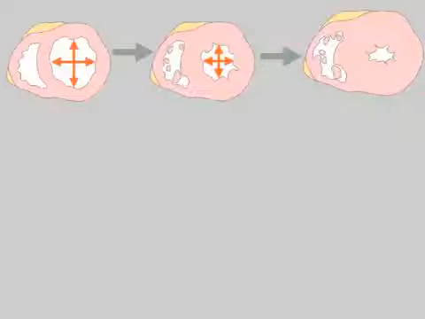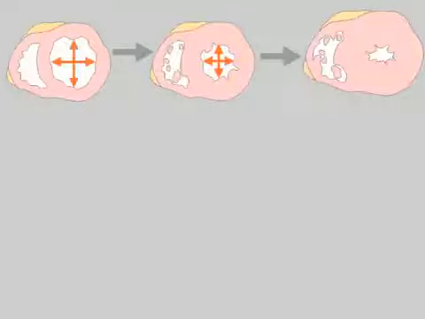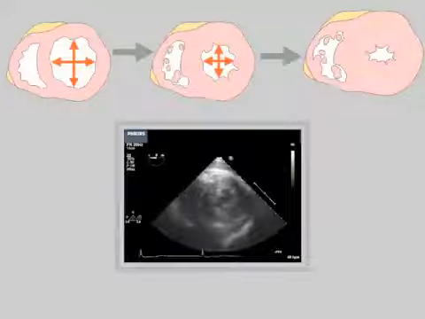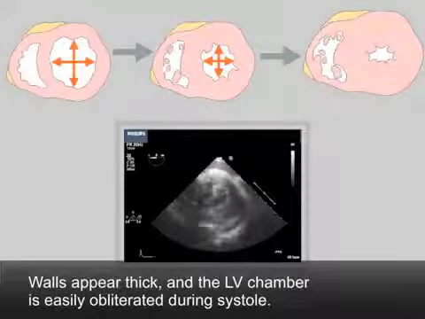This series of images demonstrates the progression of concentric left ventricular hypertrophy. Over time, in response to conditions such as chronic hypertension or aortic stenosis, the heart responds by thickening in order to increase its ability to contract and eject blood against a high afterload. Over time, this heart may have difficulty delivering blood to all its tissue and become more easily ischemic. On TEE, the walls appear thick and the LV chamber is easily obliterated during systole.